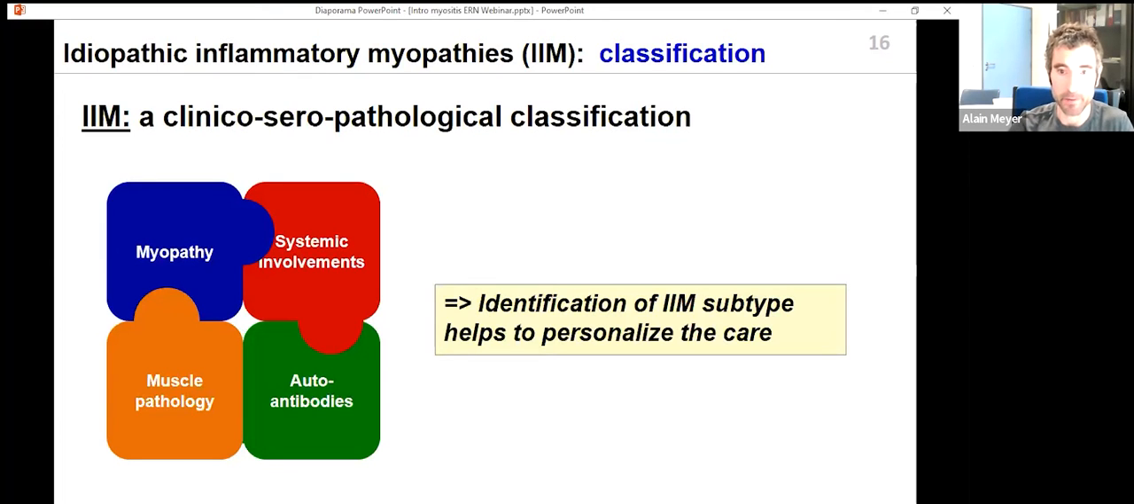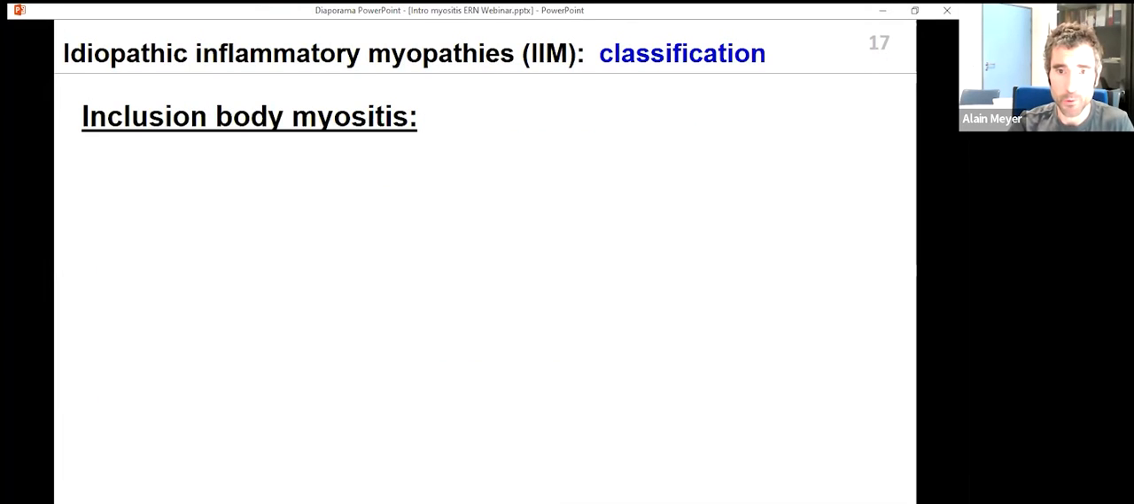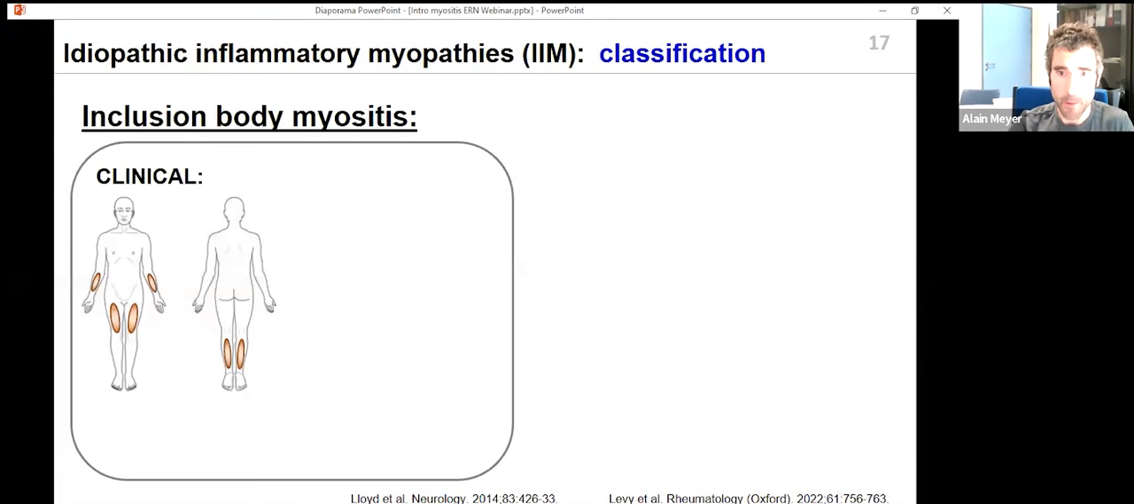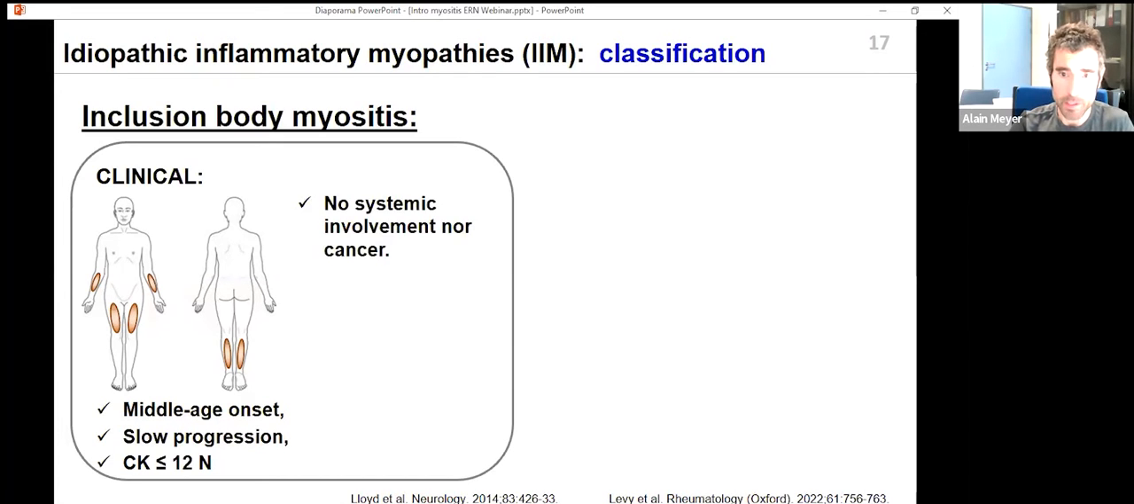As the last part of this introduction, I now would like to present you a brief portrait of each of the 5 subgroups of inflammatory myopathy. The first portrait is that of inclusion body myositis. In this subgroup, the myopathy prevails in the finger flexors, the quadriceps, and the gastrocnemius muscles. The onset occurs in middle age. The progression is slow. The CK level is not very high, inferior to 12-fold the upper limit of normal. There is no systemic involvement nor associated cancer.